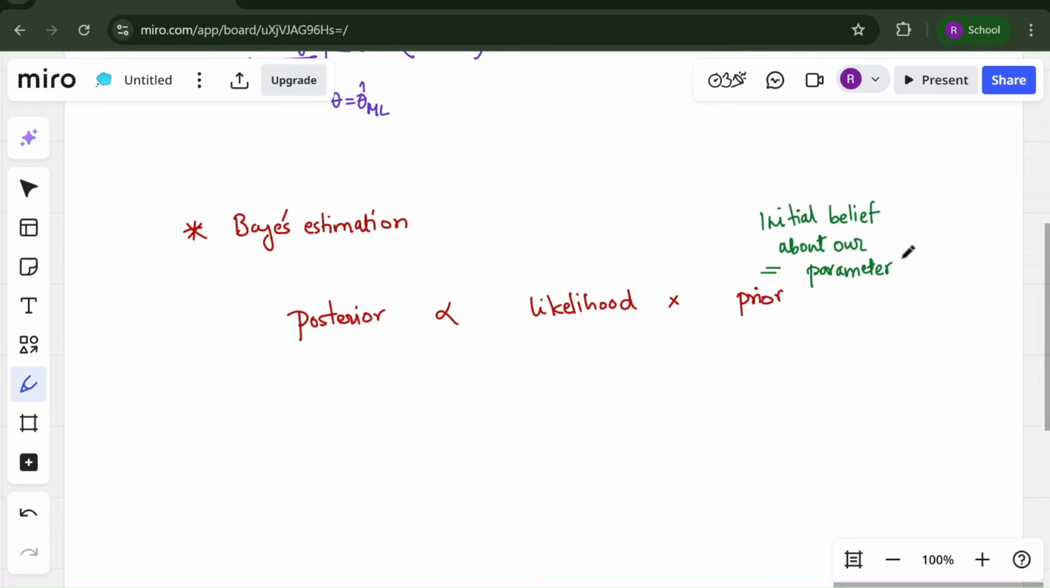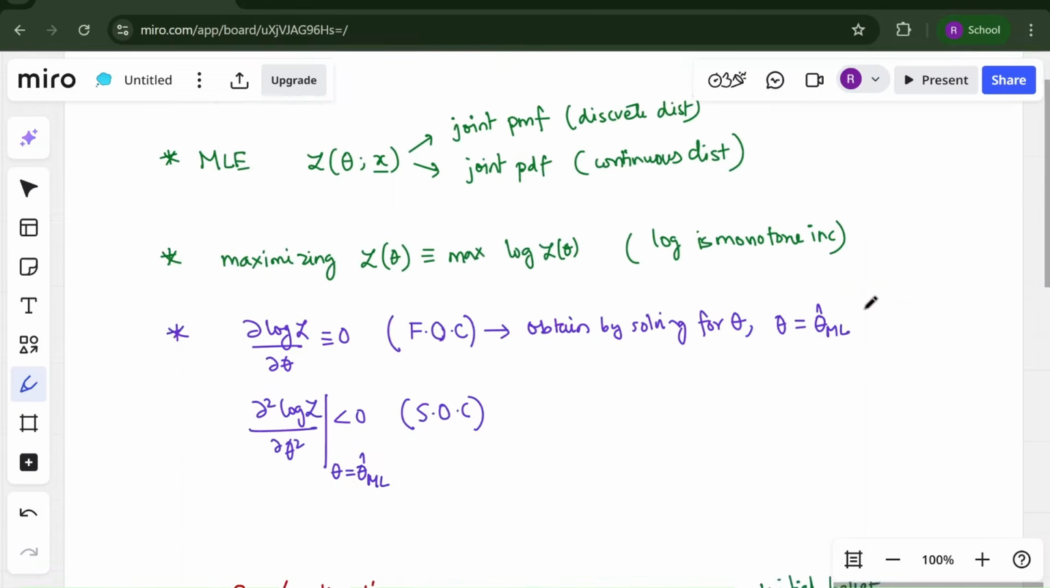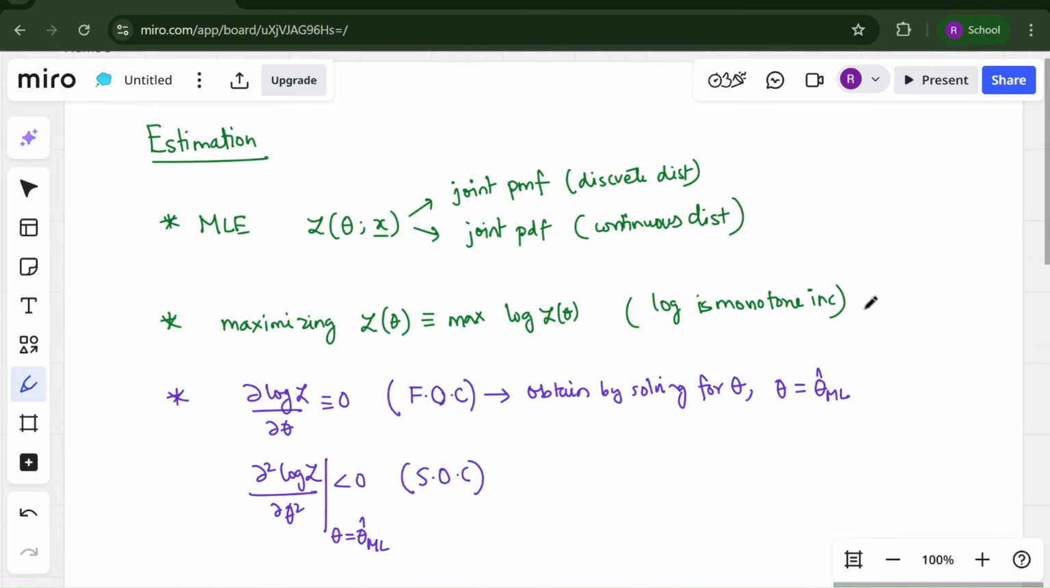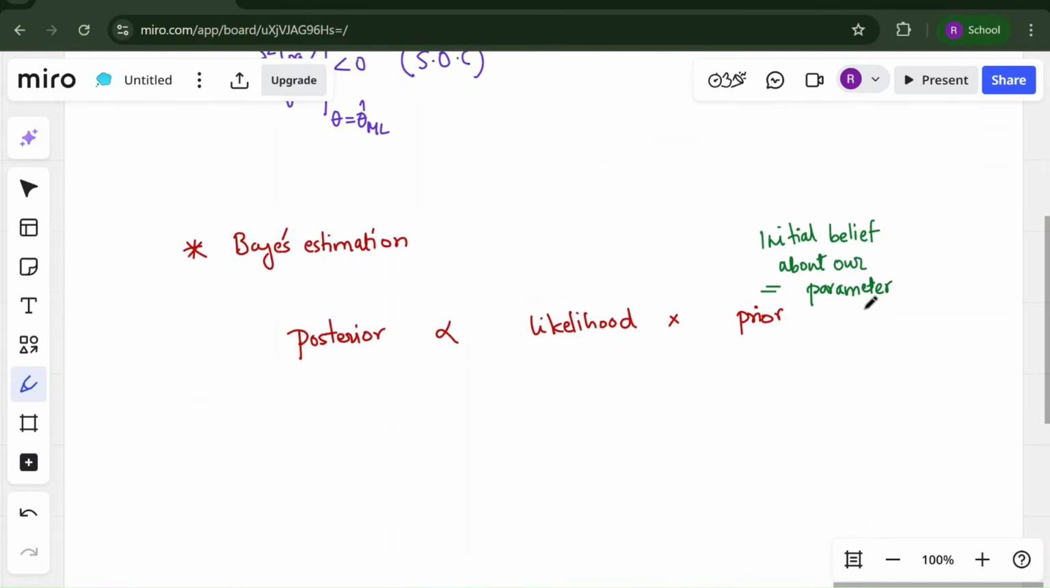See, in both cases, what we are doing, we are trying to estimate the parameter, right? We don't know what the parameter is. We observe data and then we try to estimate the parameter. In maximum likelihood, we simply maximize the likelihood. In Bayes estimation, we do something a little bit more complicated. We start with saying that, hey, our parameter in itself has a distribution, and we specify that distribution, and that distribution is called the prior. So you can also say that this is the initial belief or distribution about our parameter.